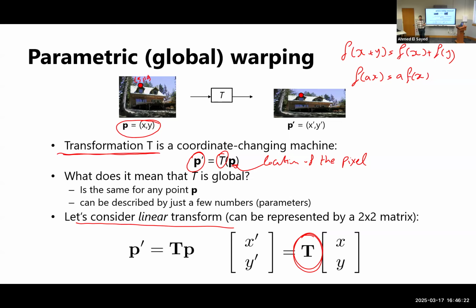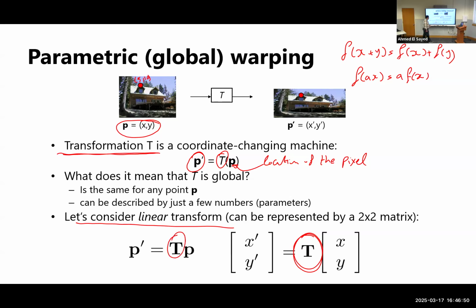This is the definition of linearity. If you have f of x plus y, this will equal f of x plus f of y. If you have f of ax, this will equal a f of x. If the function satisfies those two conditions, it's a linear function. Okay? So here, we will assume that the transformation is a linear transformation, and we will represent it by a matrix.